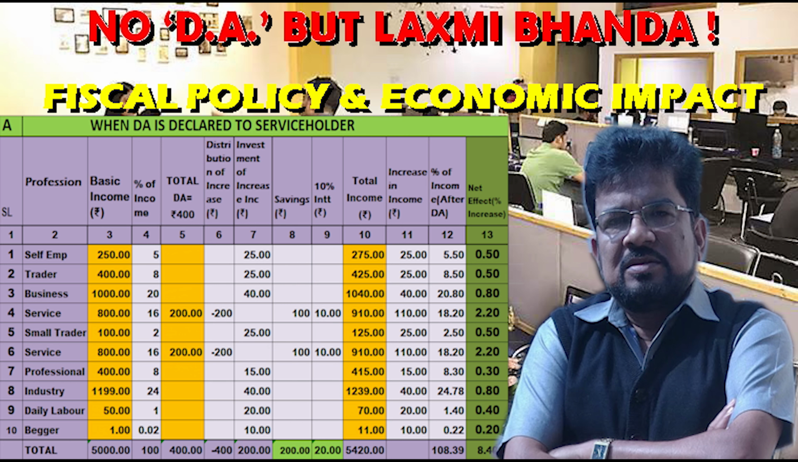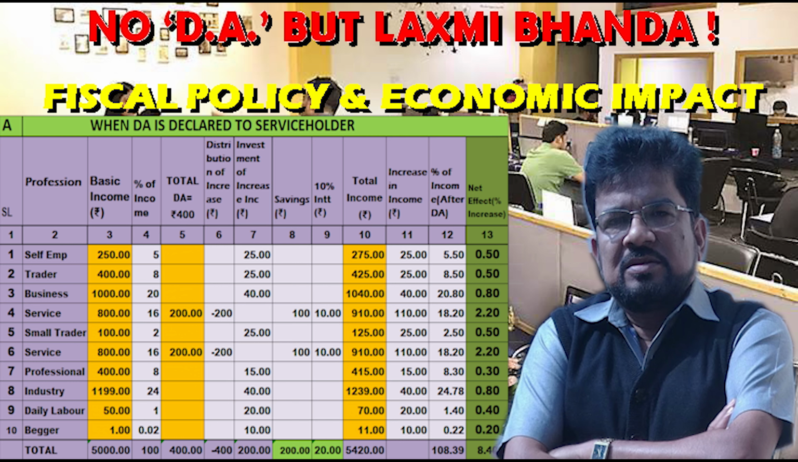And this 50%, that is 100, they are spending in these sectors. Suppose for self-employed, they will spend 25. For the trader, they invest 25. The business, they will invest. Invest means they will spend. This amount will be spent. That is, they will purchase goods from the business for 40 rupees. They will take service or goods from the trader or self-employed person, 25. Likewise from small traders, 25. For professional service, they will spend rupees 15.